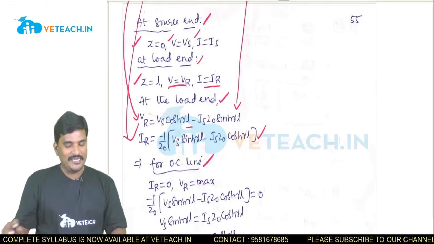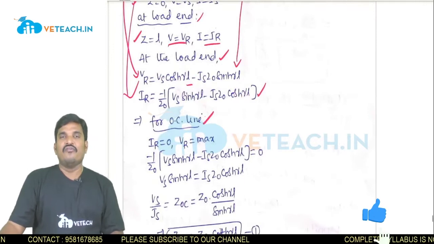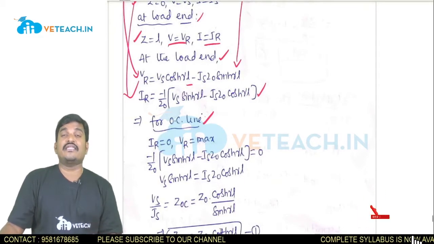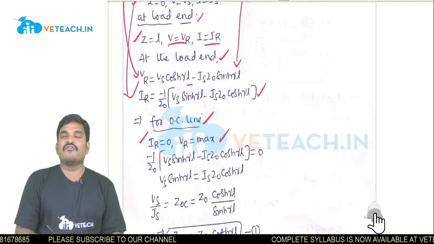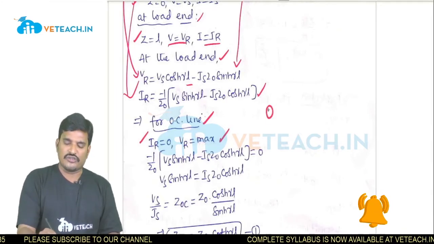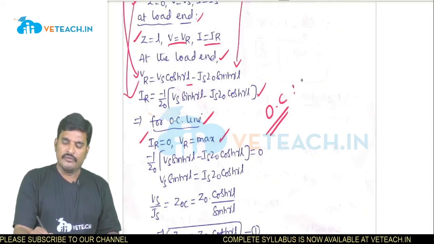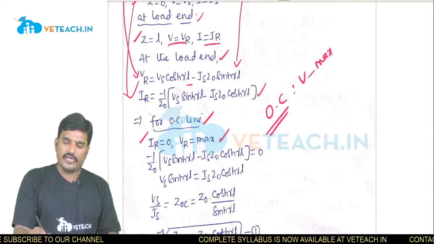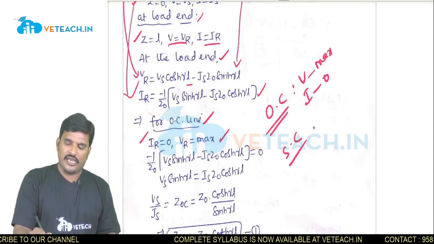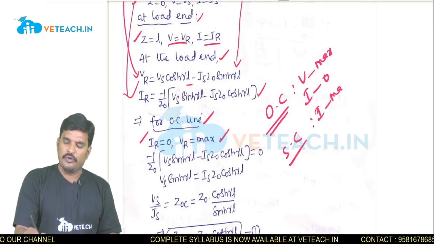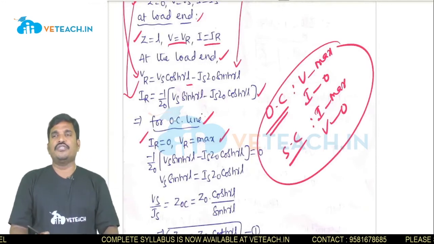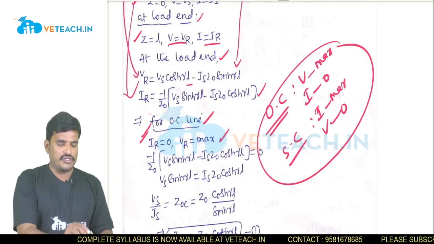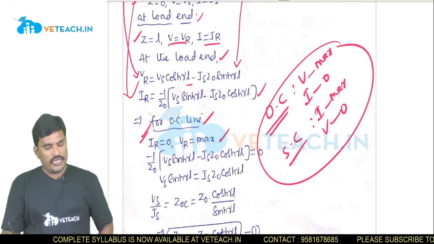For the OC line, let me go through the conditions again. What are the conditions? For an OC line, the current is minimum, so IR is equal to 0 and VR is maximum. These conditions are very important: for an OC line the voltage is maximum where the current is 0. For an SC line, the current is maximum and the voltage is 0. When you keep these points in mind, there is no problem with the derivations. IR is equal to 0, VR equal to max.